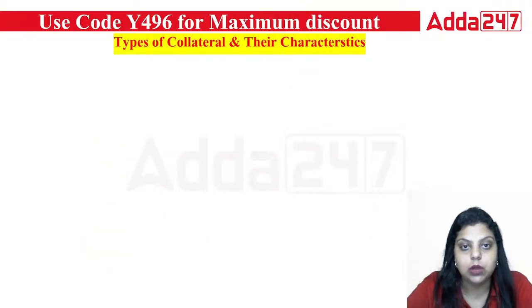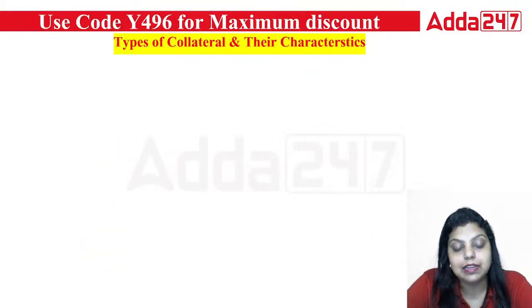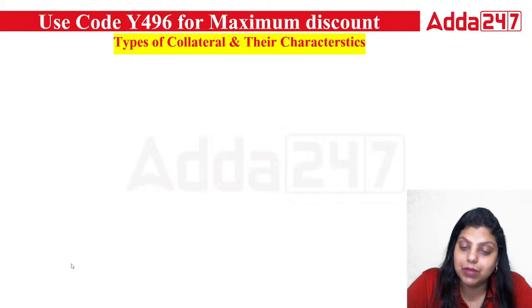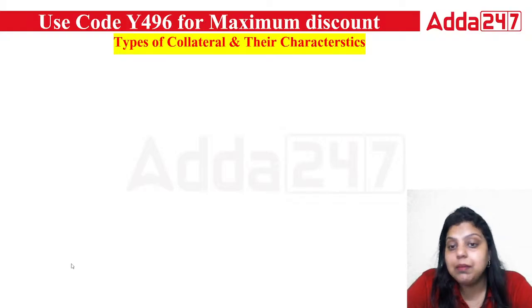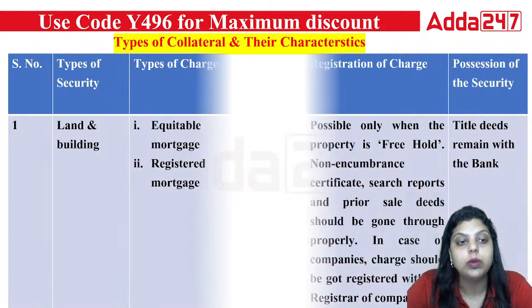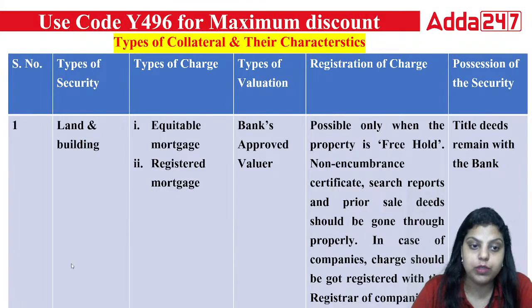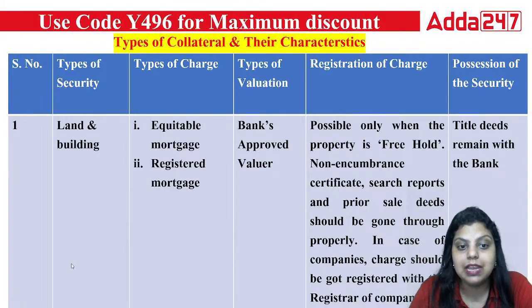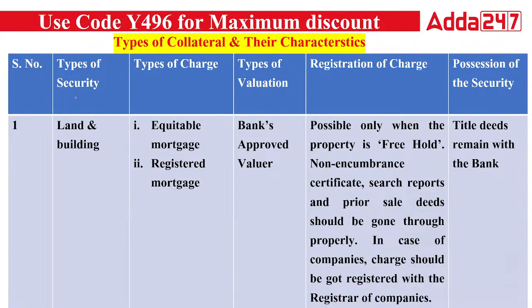Now the types of collateral and their characteristics. There are a lot of types of collaterals that the bank takes from the customer to provide the loan, and they have multiple classifications that we will be covering in this chapter in detail. The first one is land and building. Definitely it's an immovable property, so it will be covered under mortgage. The type of charge created here will be an equitable mortgage or a registered mortgage.